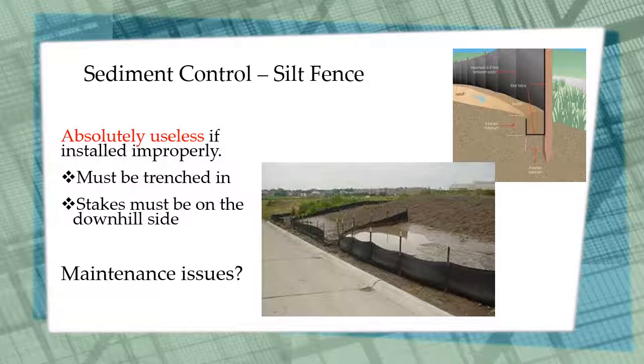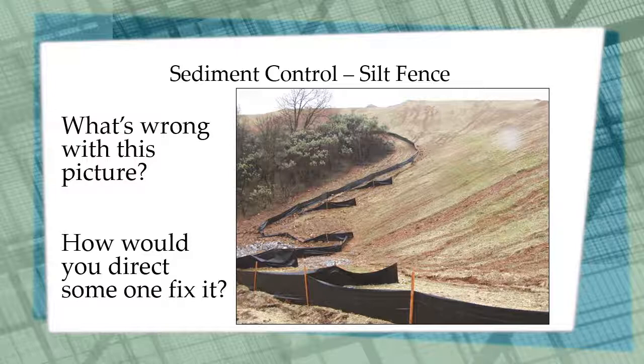It's also really important that silt fence be installed at the same elevation or the same contour line. Installing it up and down a hill is absolutely useless. So take a look at the picture here on the right. What's wrong with this picture? If you were the inspector on this site, how would you direct someone to fix it?